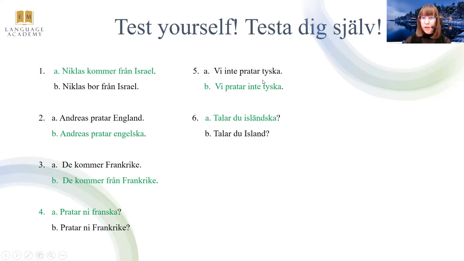Vi inte pratar tyska. Vi pratar inte tyska. That's right. This is the rule that you most probably know very well. First the verb, then the negation. Vi pratar inte tyska. Talar du isländska? Talar du Island? The same case as in, I think, number 2, right? Talar du isländska? Do you speak Icelandic? And as for the B, the translation would be, do you speak Iceland? So the name for the language is isländska, S-K-A. And that is it for this little test.